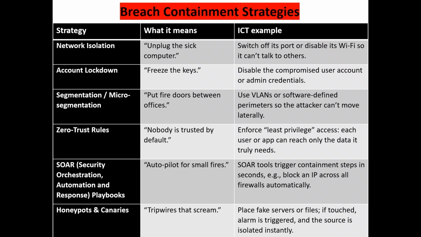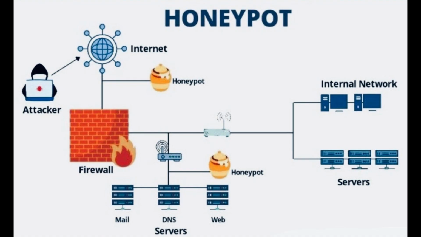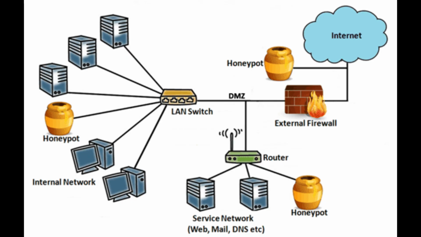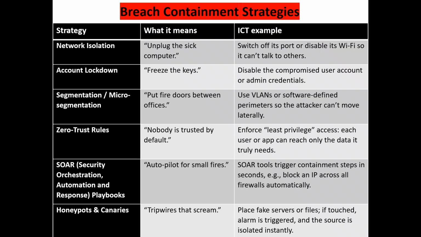Example, like blocking an IP address across all firewalls automatically. So it's more like an autopilot thing. Then finally is the honeypot. The honeypot is creating a fake server or file such that if an attacker touches it or wants to meddle with it, it triggers immediately and the source is isolated instantly. These are some of the steps to contain breaches.